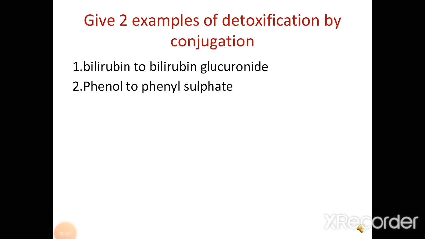Give two examples of detoxification by conjugation. We have already discussed conjugation comes in phase 2 reaction. So examples, bilirubin is conjugated with glucuronic acid to form bilirubin glucuronide. Then phenol to phenyl sulfate. These are examples for detoxification by conjugation.